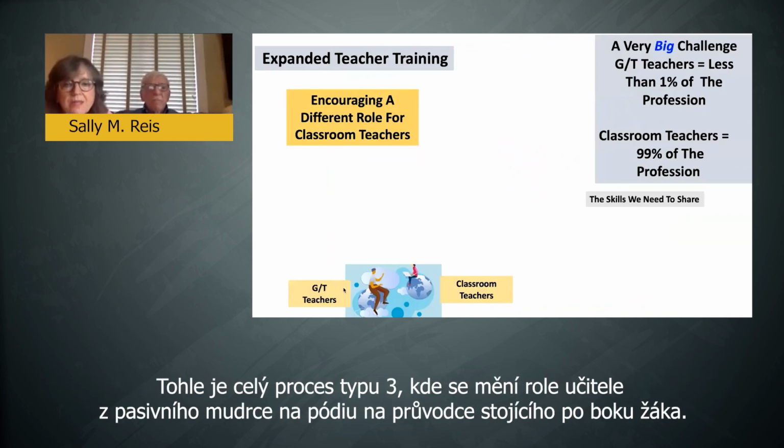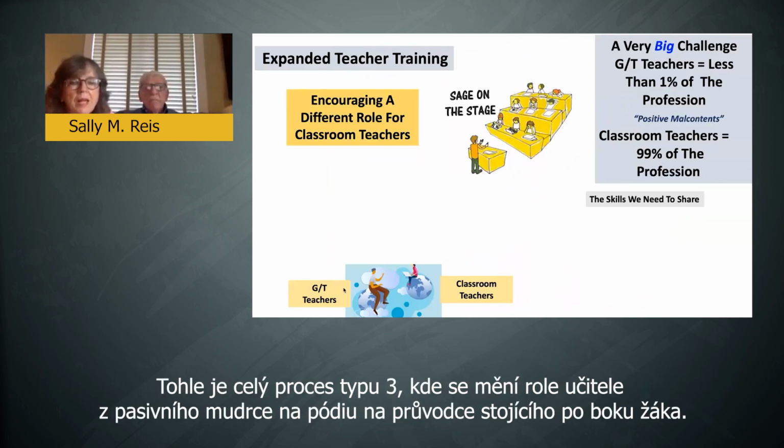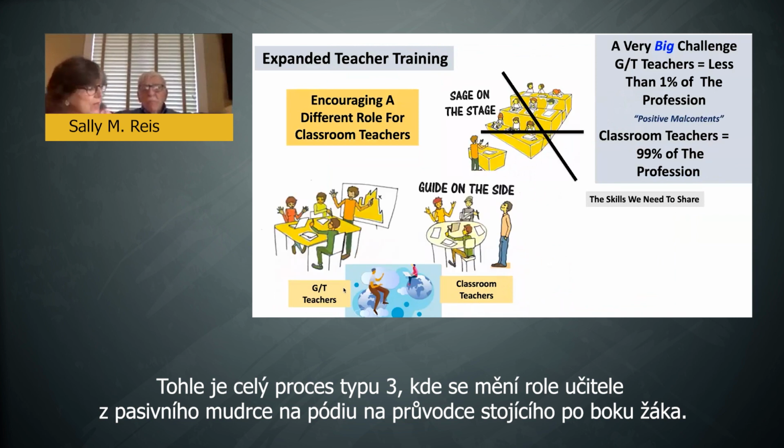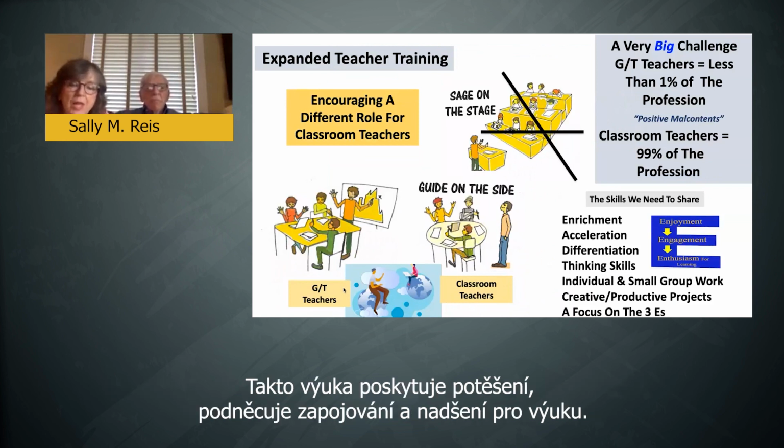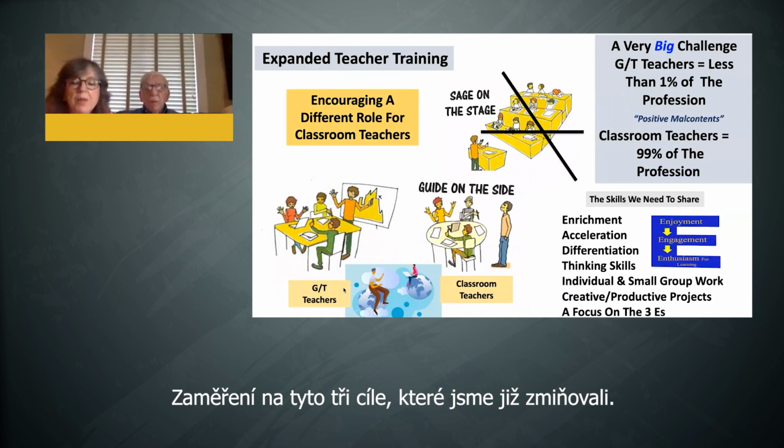And this is the whole process of type 3, where we're moving from a teacher being stand and deliver, sage on the stage, to somebody who is a guide on the side and somebody who is providing the kinds of skills we need to achieve enrichment at the highest level, where it's both enjoyable, engaging, and creates enthusiasm for learning, a focus, as we explain, on the 3 E's.